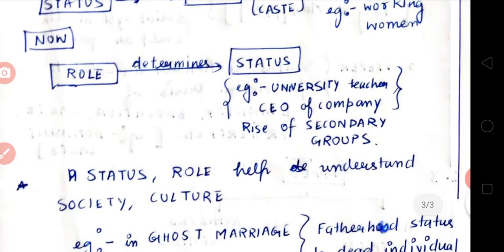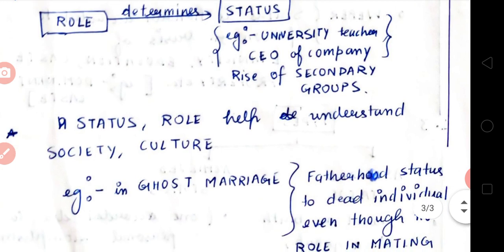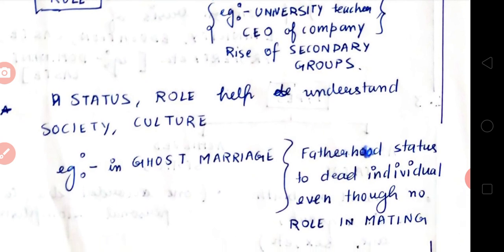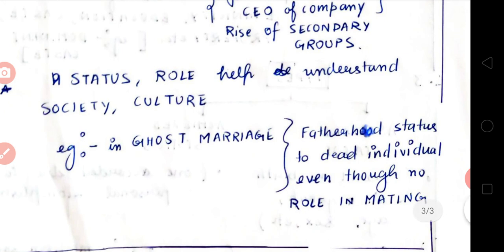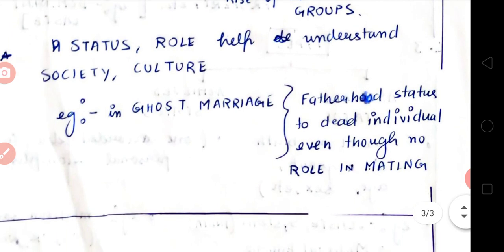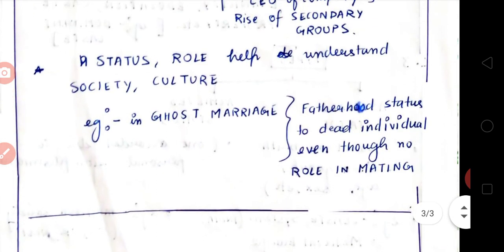Now, one very important aspect which can further give you more marks is how status and role help understand society and culture. In ghost marriages, which happen in some societies, fatherhood status is given to a dead individual, even though he does not have any role in mating. Ghost marriage is a type of marriage. It is a part of the syllabus in Paper 1, 2.3. So in ghost marriages, fatherhood status is given to a dead individual even though he has no role in mating. That means here status and role are helping us understand different societies and cultures.